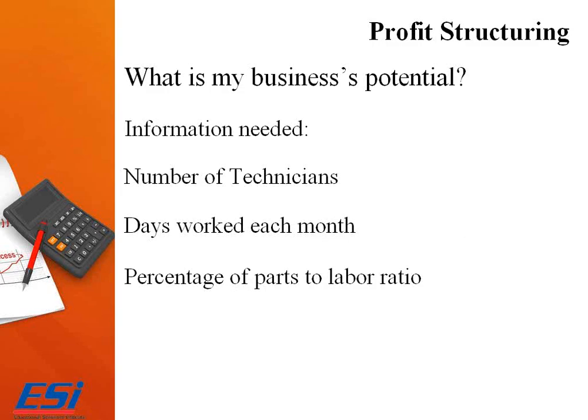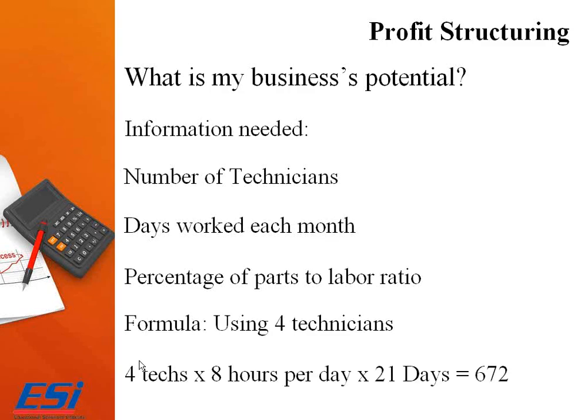Most general repair shops are going to be about 55-45. Some are going to be a little bit higher if you do a lot of electrical, a lot of drivability diagnosis. Transmission repair, that ratio is going to be higher labor to parts also. But you need to have an idea. In our example, we're going to use 50-50 split.